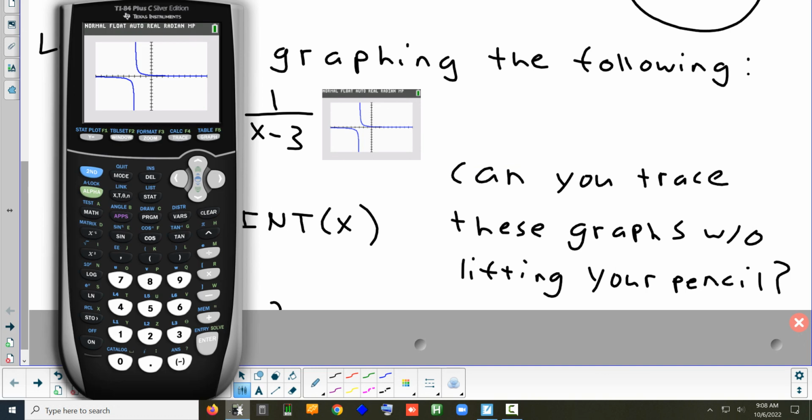This other one, I don't know if we've studied it a lot, but I just want you to look at it. You don't have to know how to draw this one. This is called the integer function. Could you draw that without lifting your pencil? No, that one you have to lift a bunch of times. It's almost like a series of steps. Another name for this is a step function. But the point here is you cannot trace this graph without lifting your pencil at the end of every step.